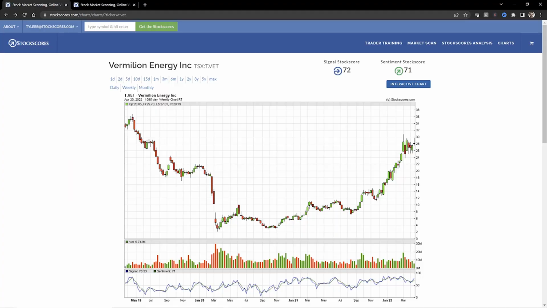So if we look at an actual stock chart, let's jump into the Stockscores website. Here I've got a chart of Vermilion Energy. Now this is a stock that I picked right back here. It had another decent buy signal there. There was a few buy signals. This is a 3-year weekly chart. So this is a longer term trade setup.